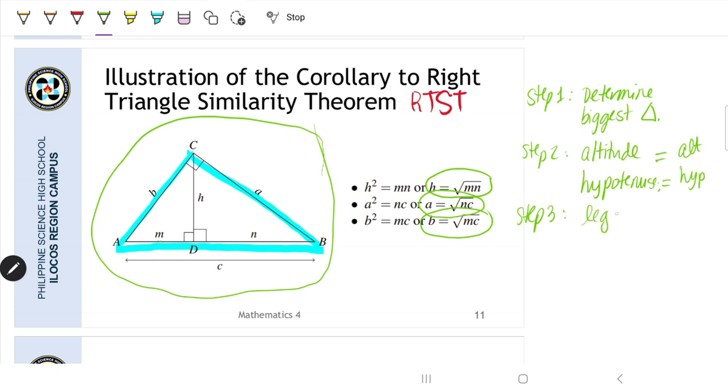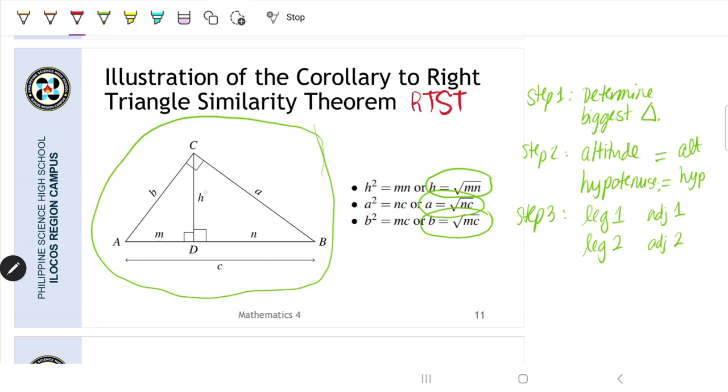So, I'm going to term them leg 1 and leg 2. Okay? And I'm going to call also the adjacent segments to these legs as adjacent 1. So, ito yung katabi ni leg 1. And adjacent 2, ito yung katabi ni leg 2. Okay? So, if I'm going to use those symbols or notations in this figure.